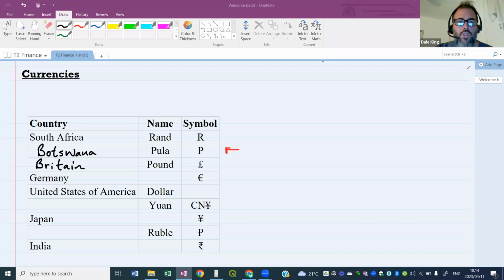Now, UK stands for United Kingdom, and that could actually be Scotland, Wales, Ireland, Northern Ireland. Yeah, actually, you're right. The UK will have the pound. Scotland and Wales also have the pound. Northern Ireland, which is part of the UK, has the pound, but the rest of Ireland has their own currency, which is part of Europe. They're also the euro as well.